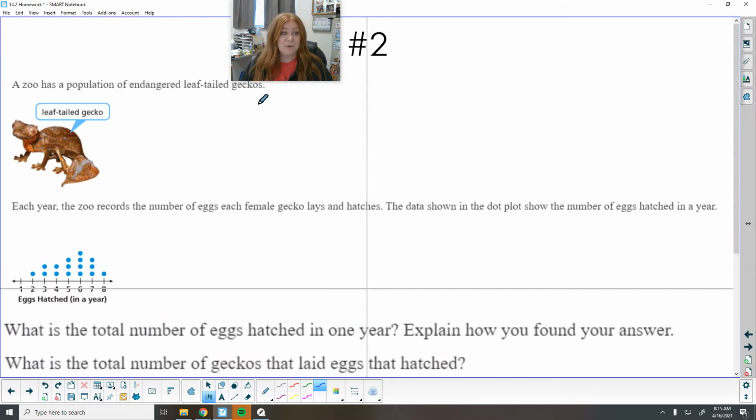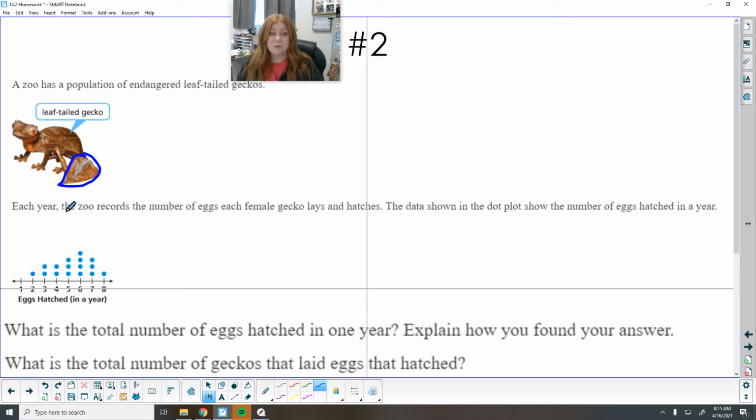Number 2 tells us that a zoo has a population of endangered leaf-tailed geckos. So here's a leaf-tailed gecko. This goes right along with what we've been talking about in science, right? It has a nice camouflage to blend in there.